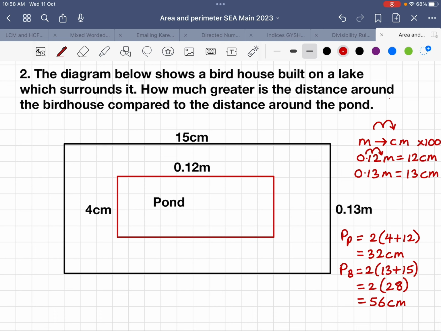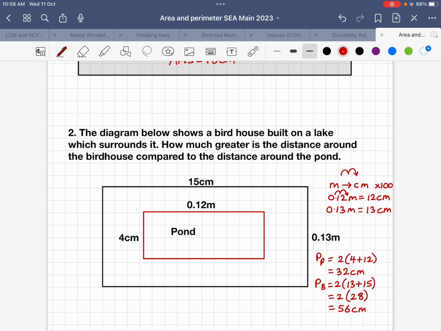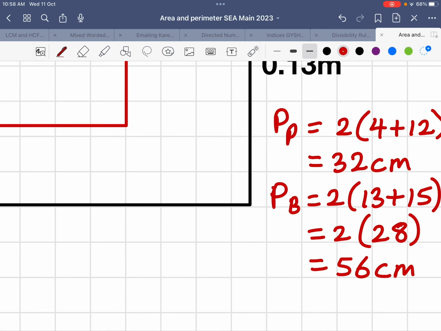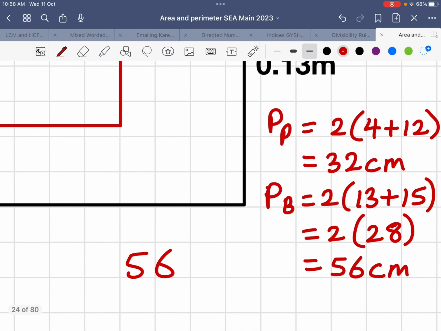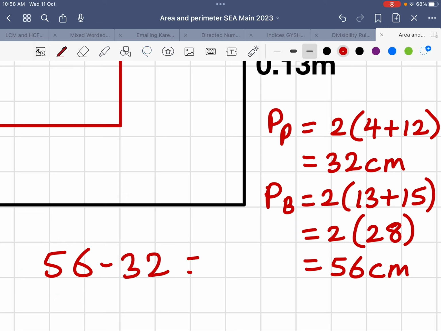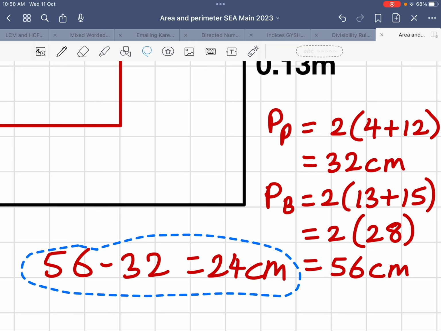How much greater is the distance around the birdhouse compared to the distance around the pond? So that's a simple subtraction. 56 minus 32 is 24 centimeters. So your answer is 24 centimeters.